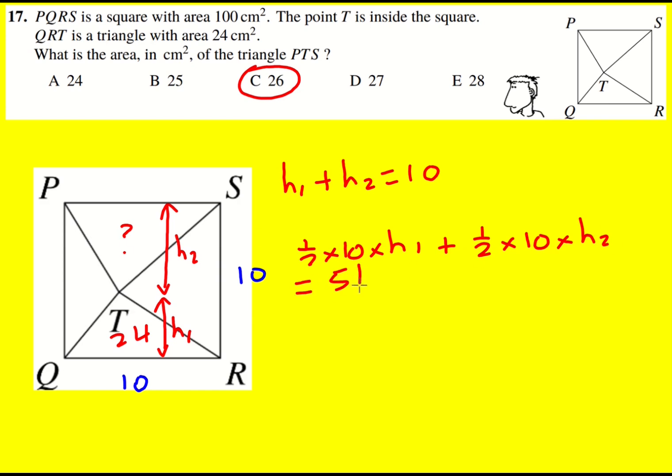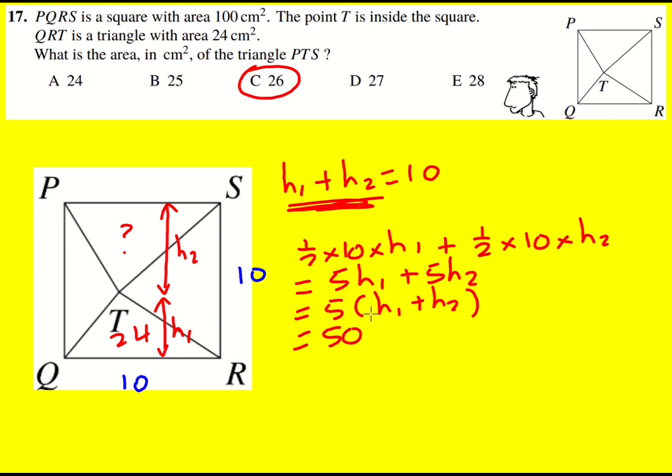Now that will equal 5h1 plus 5h2, which I can factorize, 5(h1 plus h2). And remember, we know that this is 10, so I've just proven that the area is in fact a half. So I was doing it intuitively the first time around, and now I'm proving it using algebra. And then it's the same idea, we can just do 50 minus 24 to give 26.